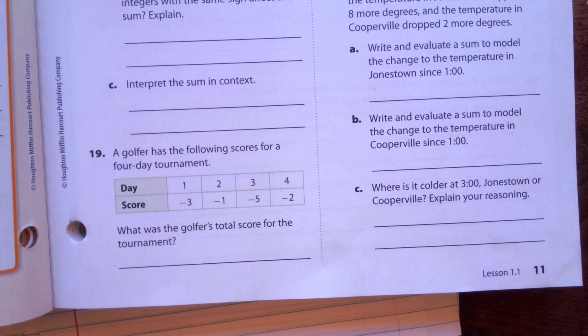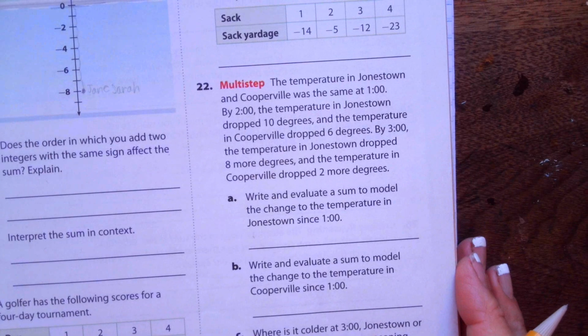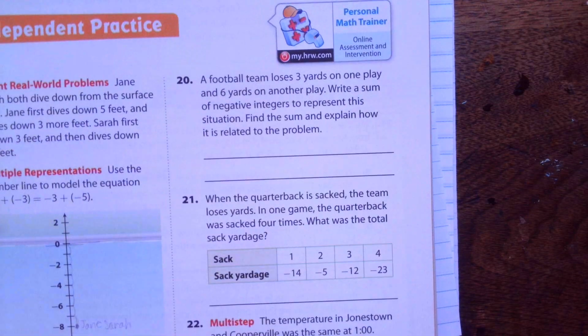So what do you get? 11. Yeah. And then we label our answer with the word points, right? Yeah. Okay. Which is a really good score. It's the only sport where negative numbers are good.